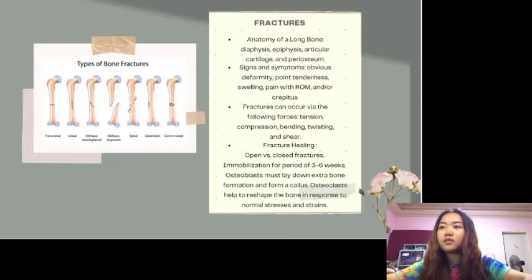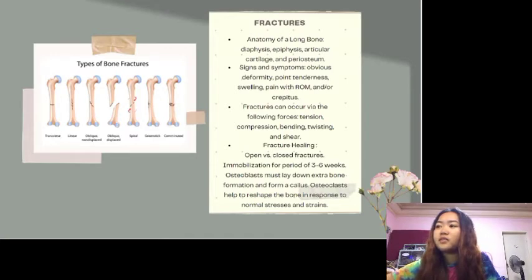So the first one is fracture. Let's define first what a fracture is. A fracture is a bone that is broken, the same as a crack or a break. A bone may be completely fractured in any number of ways, like crosswise, lengthwise, or in multiple pieces. Now, the anatomy of the long bone: we have diaphysis, epiphysis, articular cartilage, and periosteum.